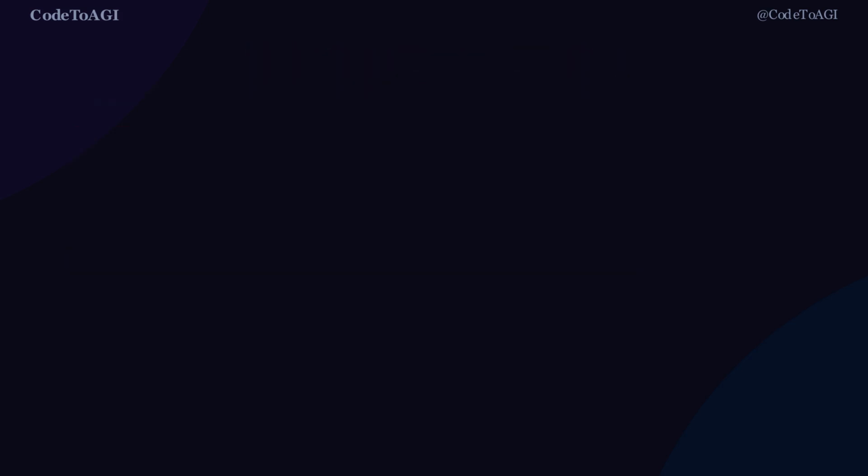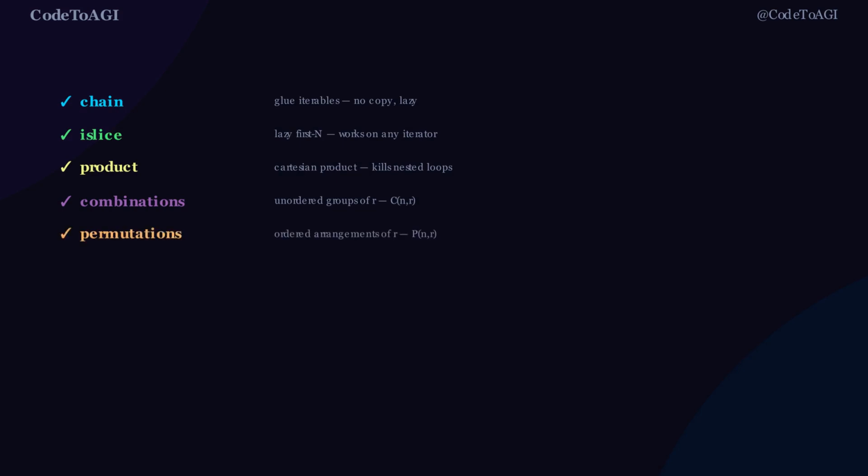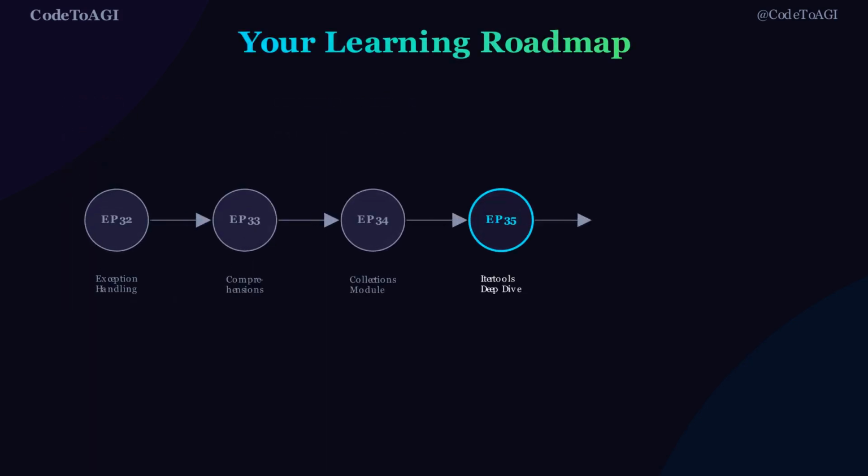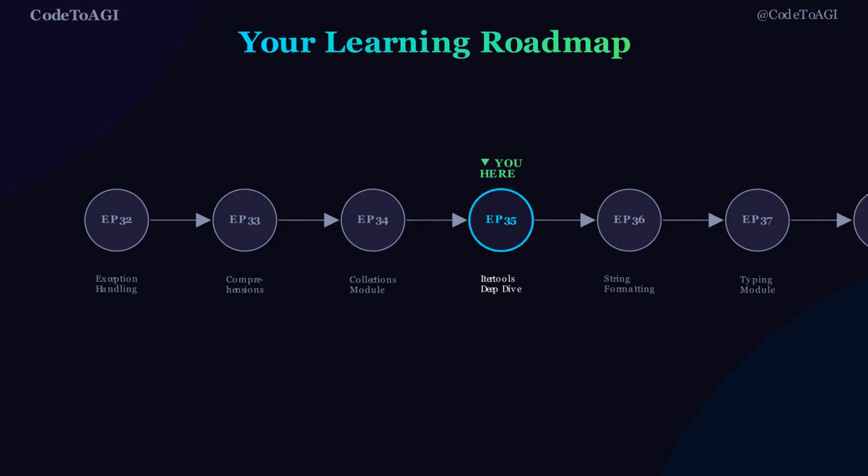Let's recap. Chain, glue iterables, no copy. Islice, lazy slicing for any iterator. Product, Cartesian product, kills nested loops. Combinations and permutations, combinatorics, one line. Groupby, group sorted data by key. Cycle and repeat, infinite iterators, always wrap them.